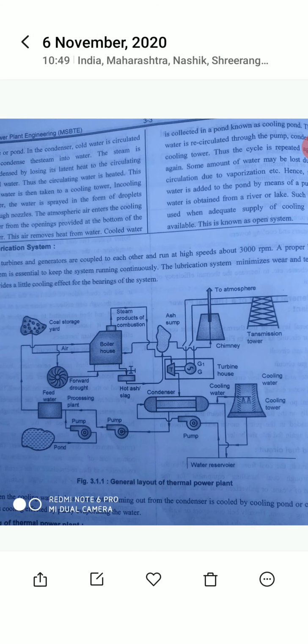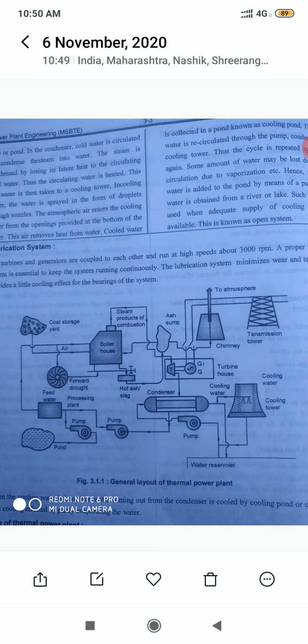What are the advantages of steam basically? Steam can be raised quickly from water, which is available in plenty. It does not react with the material of the equipment used in power plants. Then it is stable in all temperatures required in the plant.